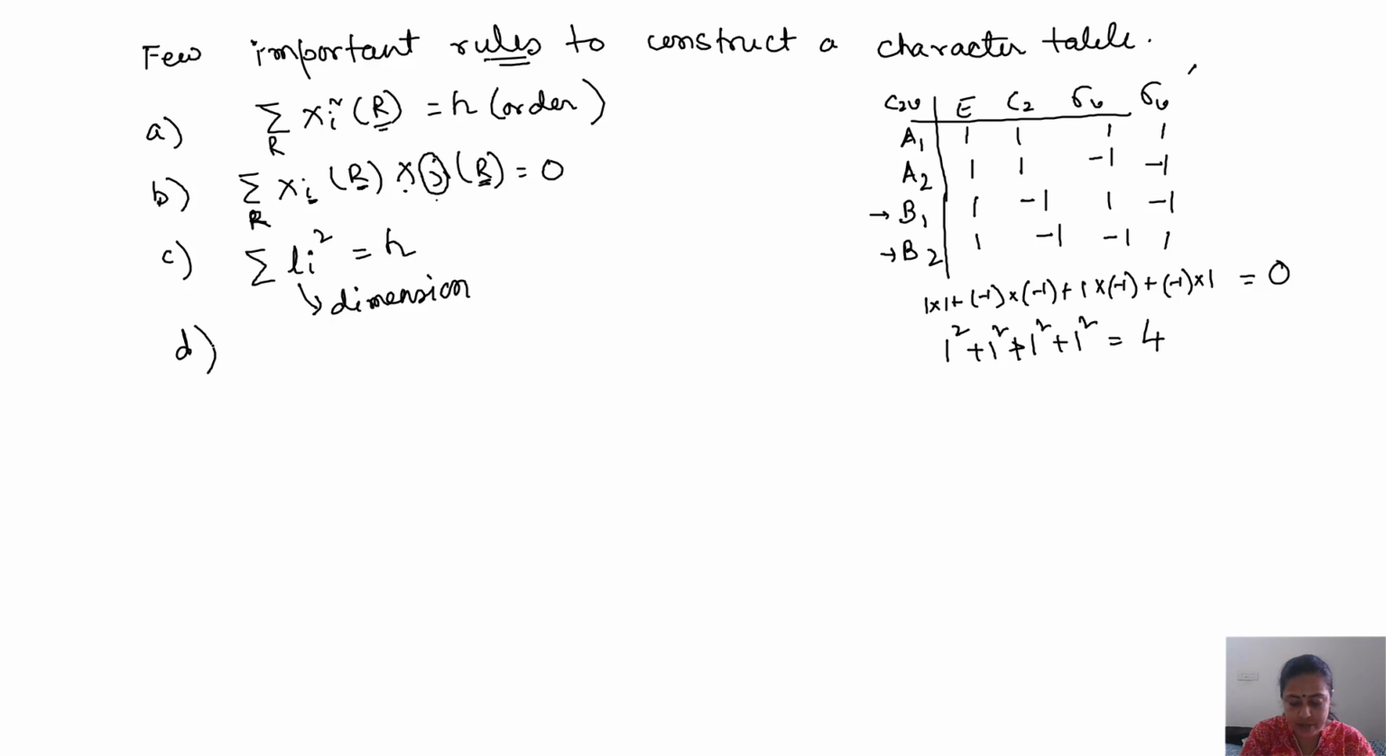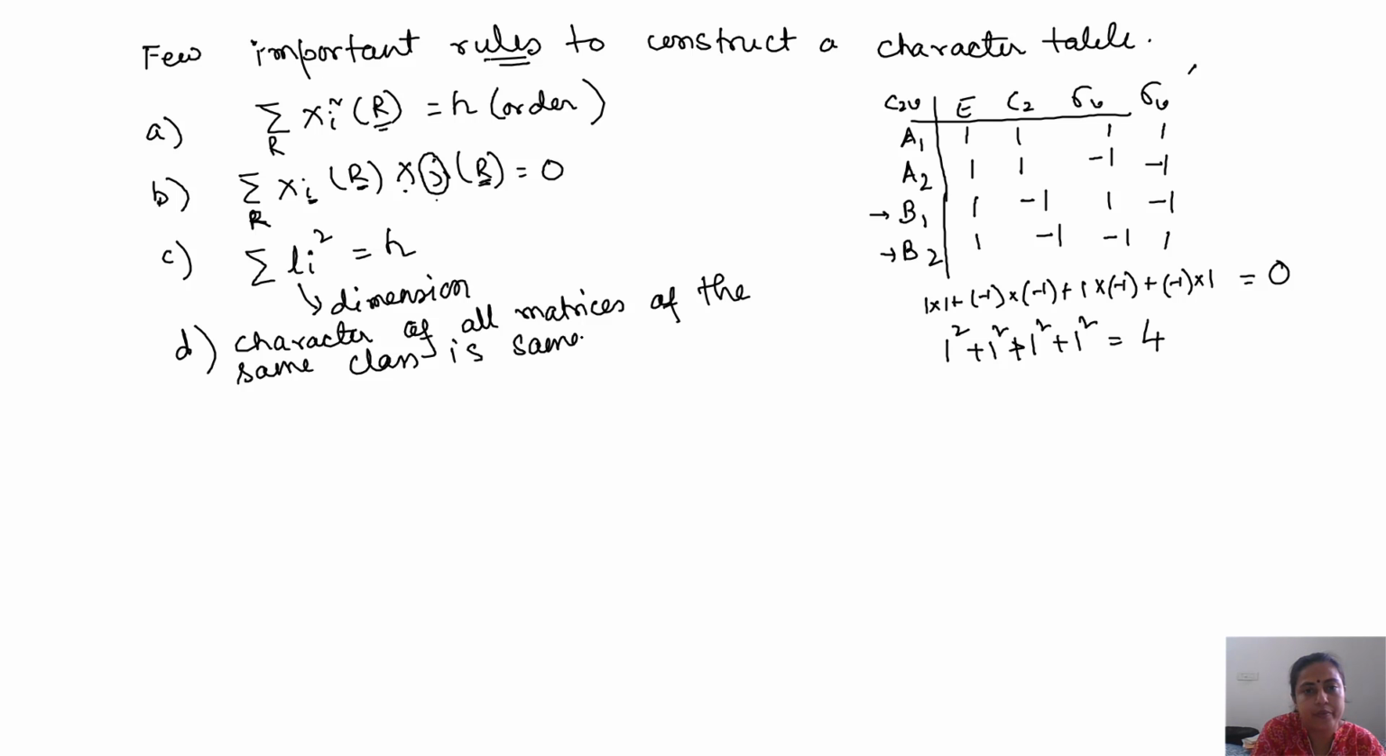The characters of all matrices belonging to the same class are the same in a given representation. So we have to look for the same class. The character of the same class is going to be the same.